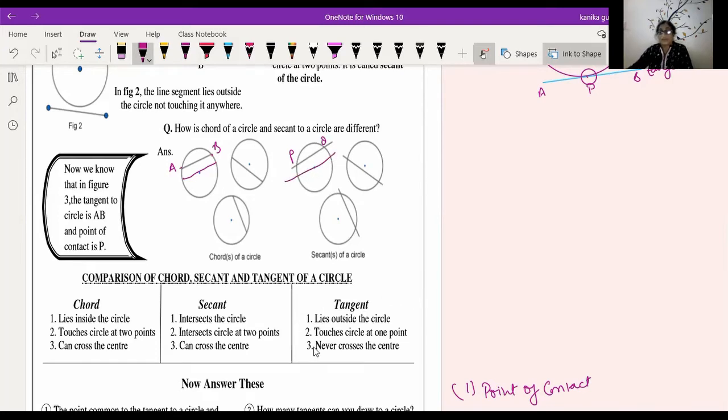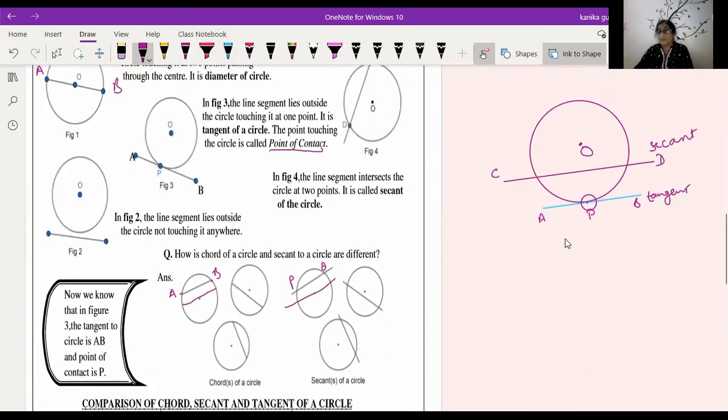Now, the tangent. It lies outside the circle. Now in this figure, you observe that this is the tangent, it lies outside the circle. It touches the circle at one point and it doesn't pass through the center of the circle.